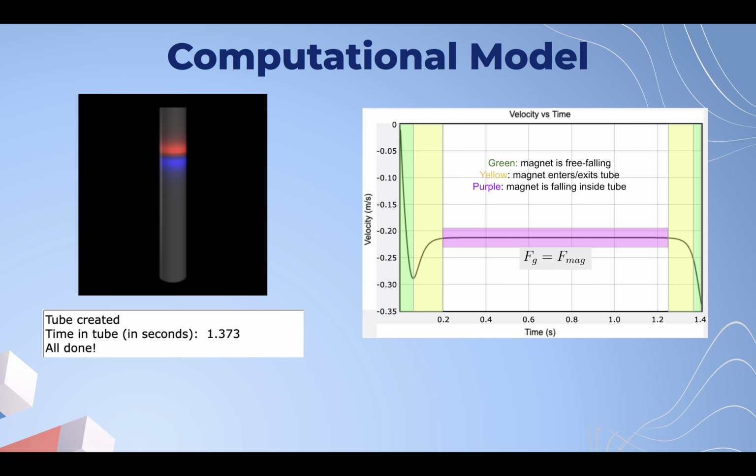The computational model's visual shows the magnet falling on the left and gives us a theoretical time of 1.373 seconds. It also gives us a velocity versus time graph where we can see that the purple region has a constant velocity, therefore we have a balance of forces.